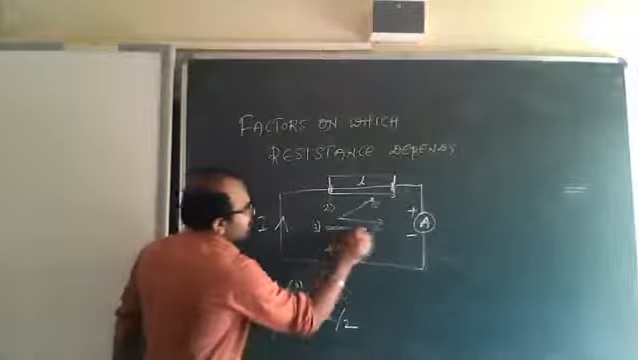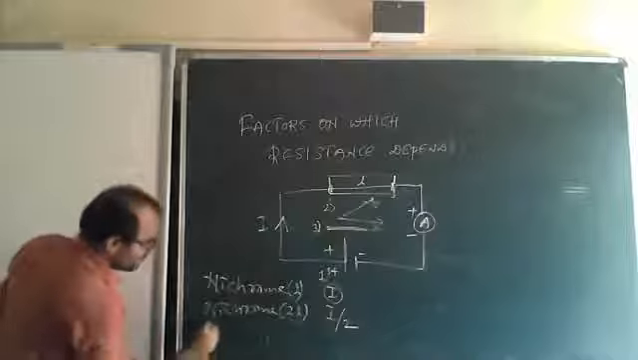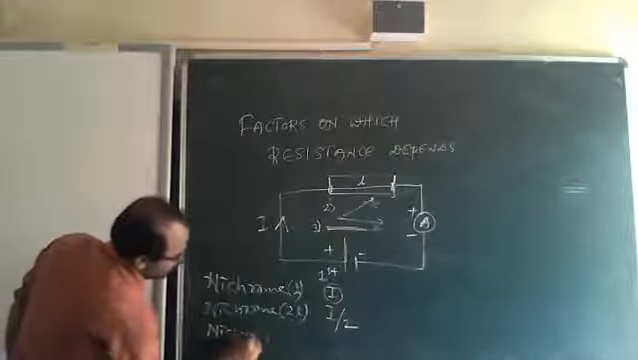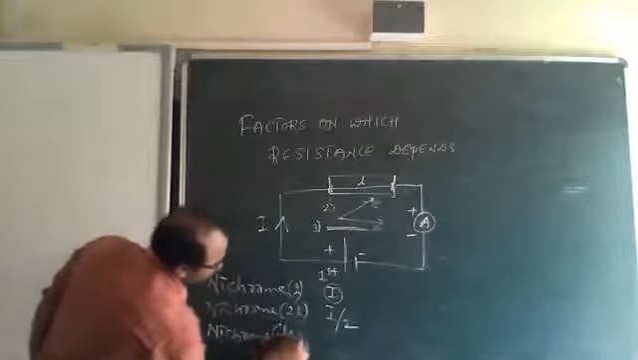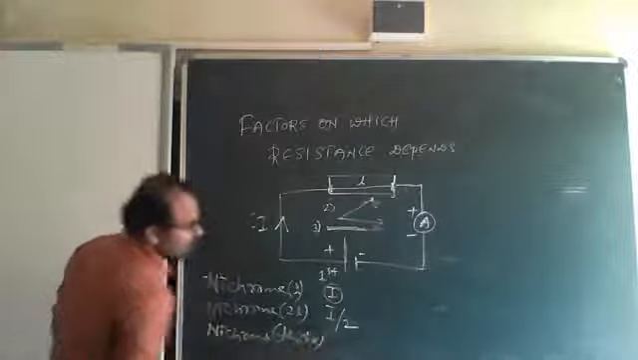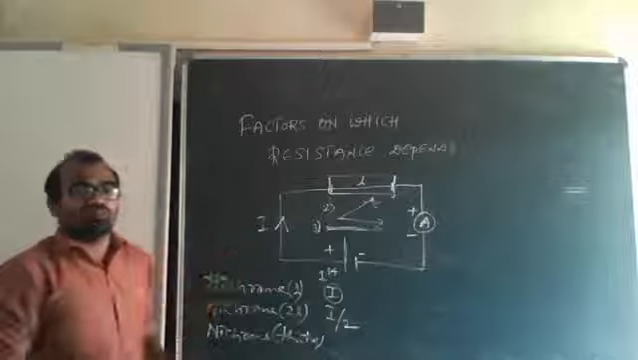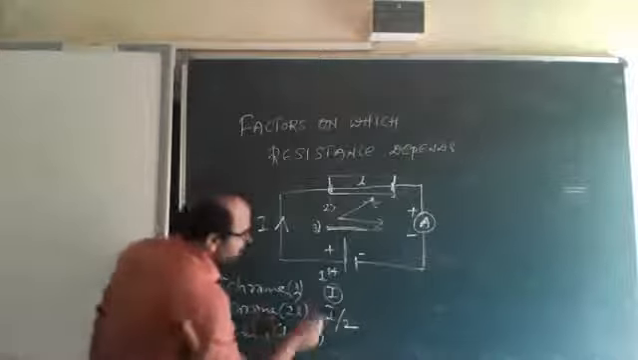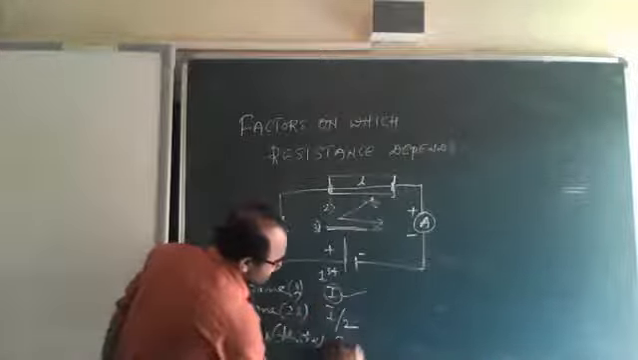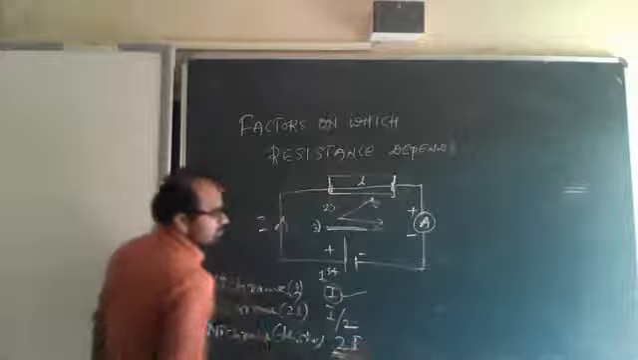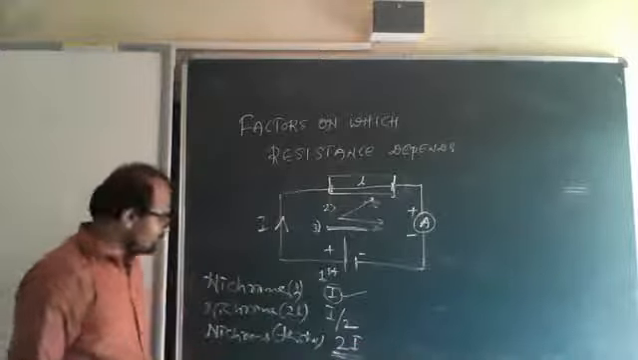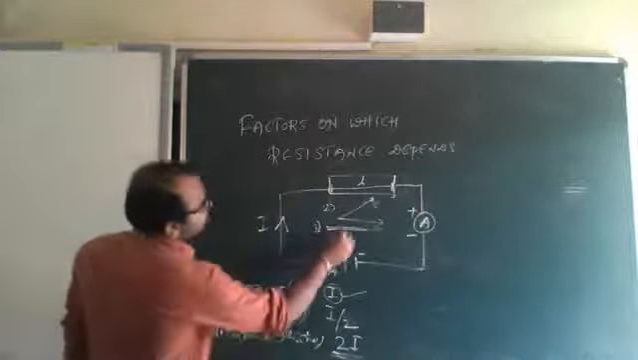Same length L but thicker wire. Third time, nichrome wire only, but it is thicker. That time what will happen? Thicker means area of cross section will be more. That time current will increase. It becomes 2I.